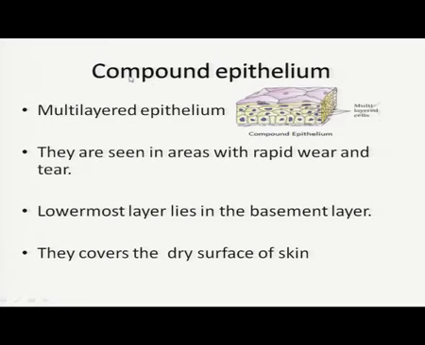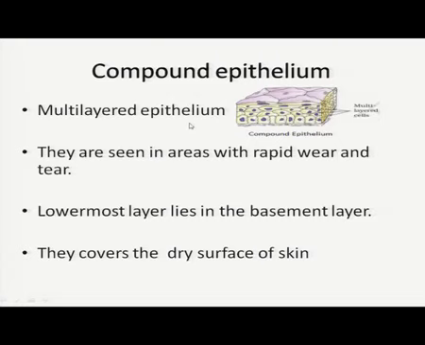Now, you can see the second category of epithelium, that is compound epithelium. First category was simple epithelium with only one layer of cells lying on the basement membrane. Here the second category, that is compound epithelium. See the diagram here. Compound epithelium means many layers of cells. You can see many layers of cells lying on the basement membrane. So, it is multi-layered epithelium.